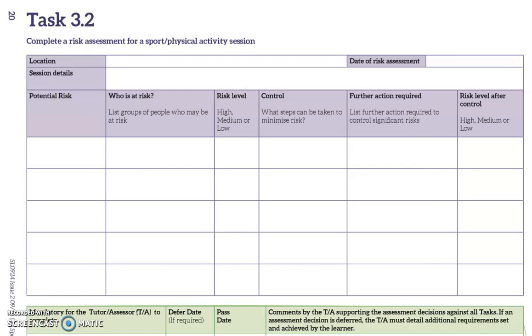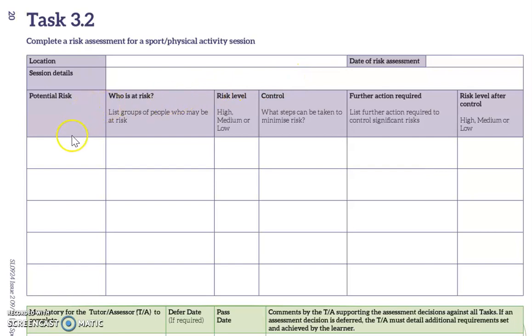So in this very short video we'll be looking at how to complete a risk assessment for a particular PE or physical activity session. So you can see on this document here it just covers one page really in your LER booklet, and what you need to make sure that you do is fill out the top section here in terms of location and the date of when you did your risk assessment, and the session details. So who was involved in the session itself, what year group, where did that take place, and also what sporting activity was involved.